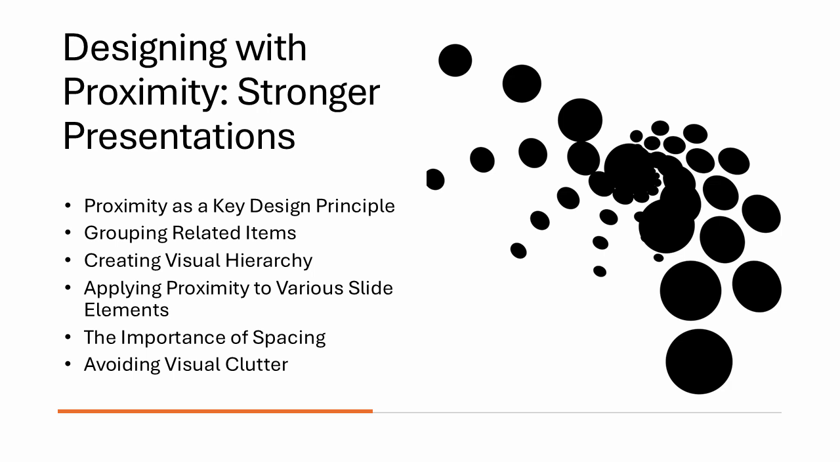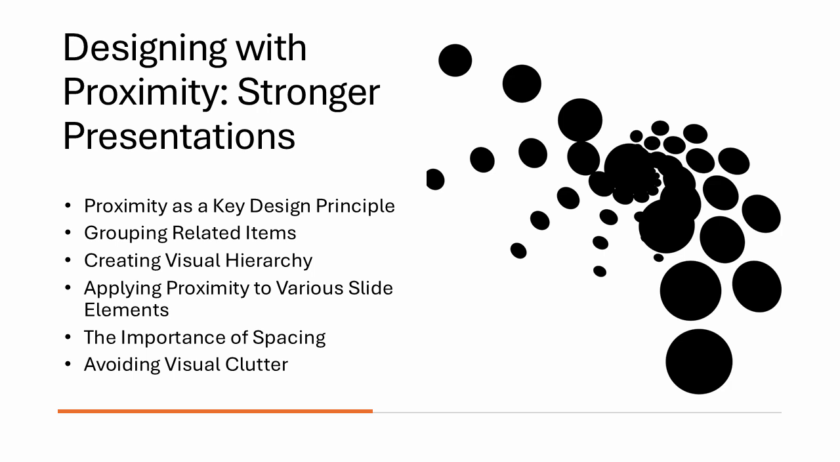Then think about how you can group those bullet points visually. Let's say you have a list of features and benefits. Instead of presenting them as one big block of text, group the features together and the benefits together. I like that. Maybe even use different colors or icons to visually separate them. That makes it so much easier to scan and remember. Exactly. And remember, proximity applies to images and icons too.